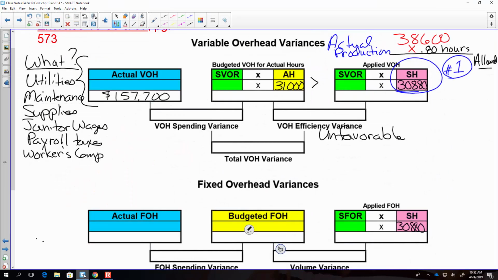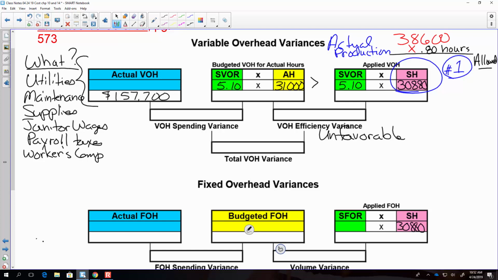Cool. All right. What else do we know? We've got to get the green box. What's the green box amount? The standard variable overhead rate. Yep. Yeah. Good job. $5.10. $5.10. Great job. So this was given to us in this particular problem. Other problems it won't be. You'll have to compute it.